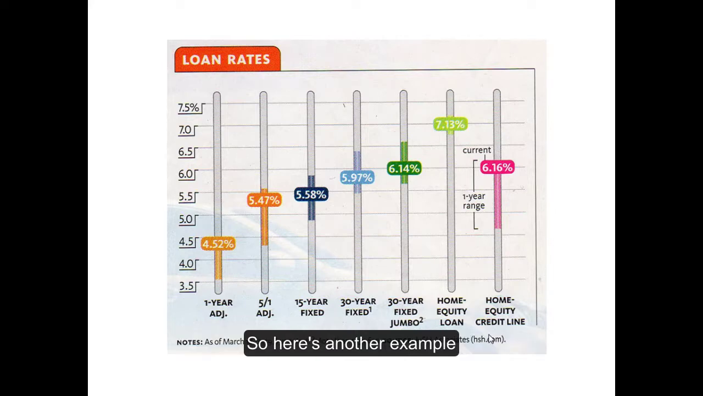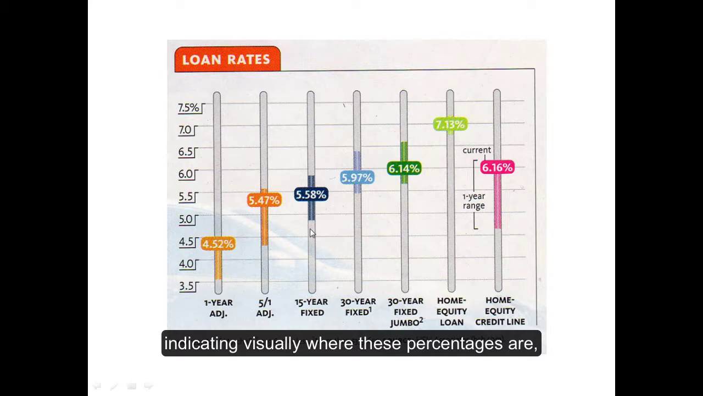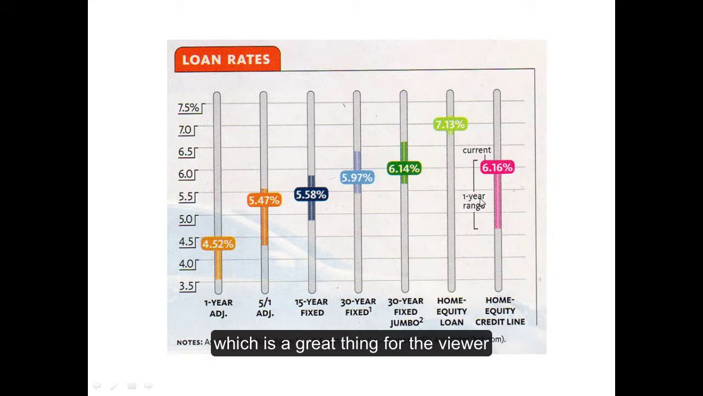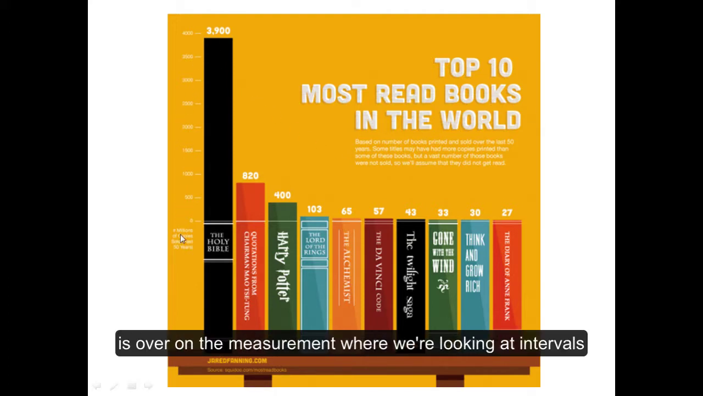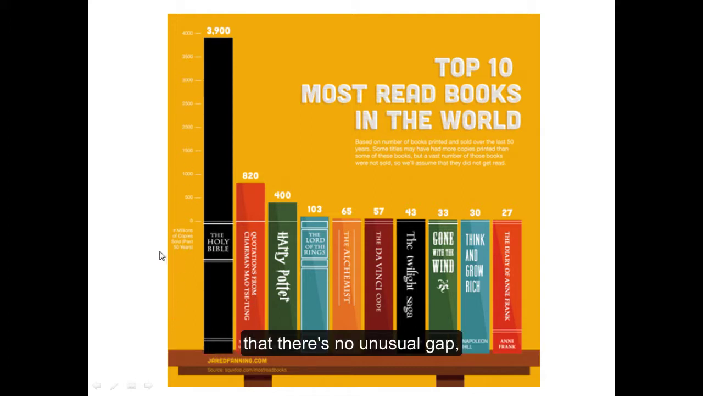So here's another example indicating visually where these percentages are, which is a great thing for the viewer to identify very quickly. Another example, this is almost getting into the use of pictograms, where we're looking at information with some visuals that help us see it a little bit better. Again, labeling is fairly consistent. One of the things we want to look for also is over on the measurement, where we're looking at intervals, that there's no unusual gap, because that distorts reality.